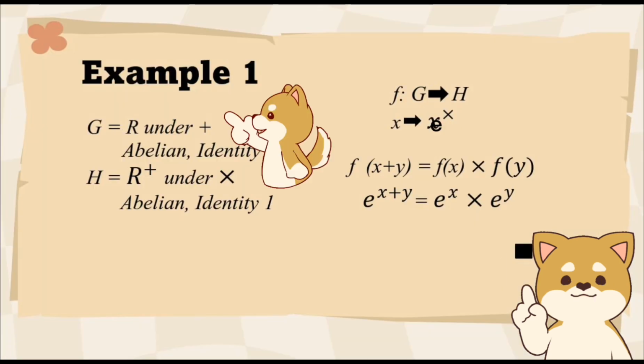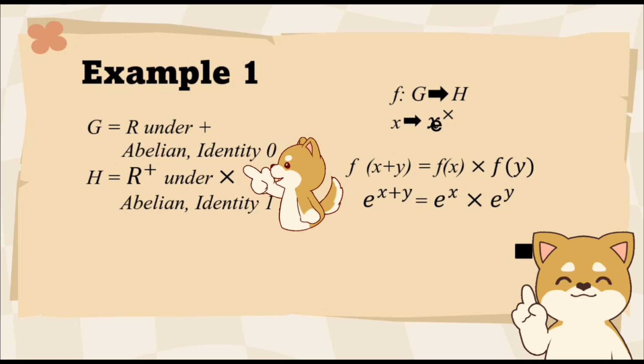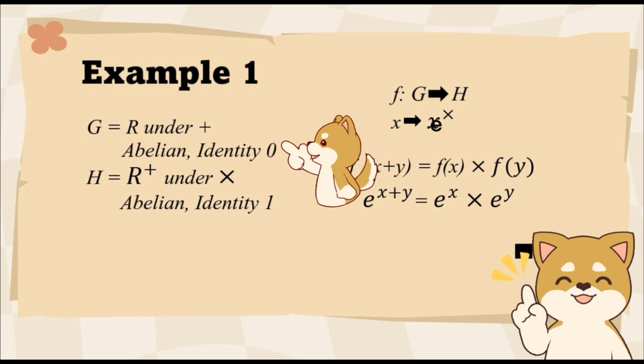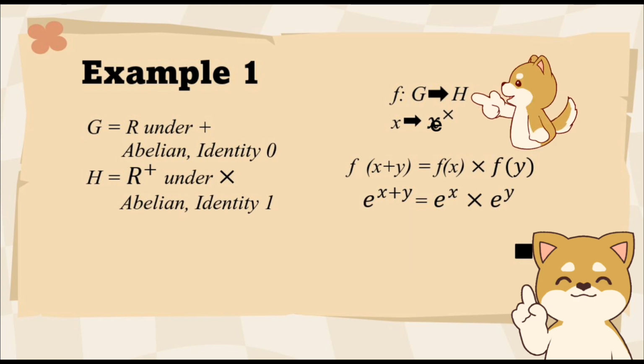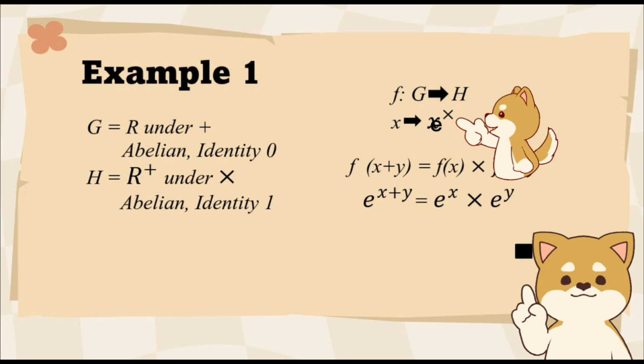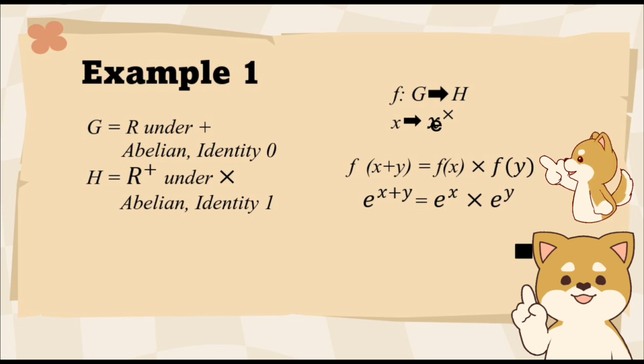Example, let G be the group of real numbers under addition and H be the positive real numbers under multiplication. G is an abelian group with identity element of 0 and H is an abelian group with identity element of 1. Here's the homomorphism. Define the function f that maps x to e to the x. To make sure this is a homomorphism, we need to verify that f(x + y) is equal to f(x) times f(y).